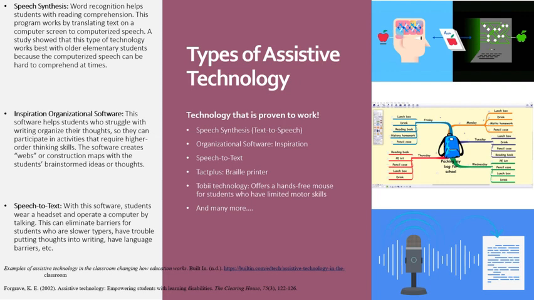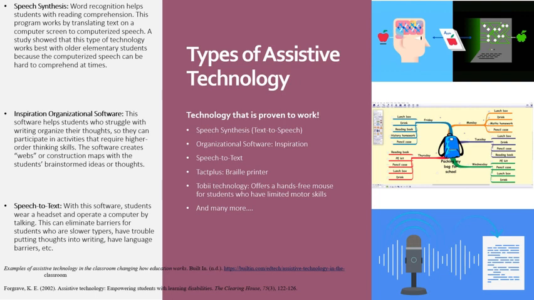A study showed that this type of technology works best with older elementary students because a computerized speech could be hard to comprehend at times. I have a correlating image on the right of that where a student is seeing something on the computer, it's getting read to them, now they know what is being talked about.